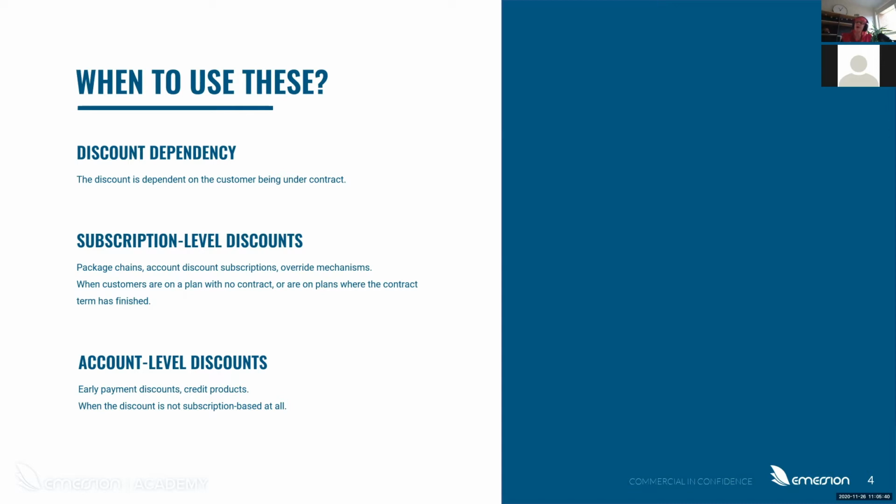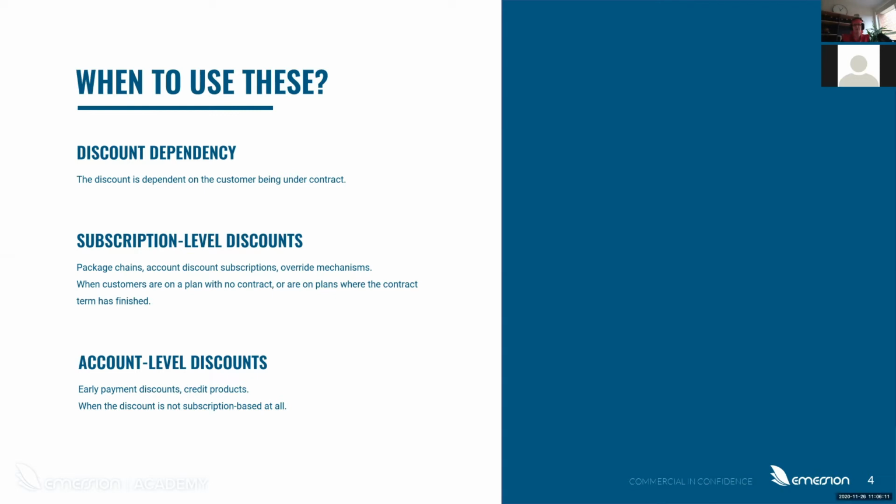We have different types of discounts as well. We have subscription level discounts, and we have a number of different ones of those. We also have some override mechanisms, which allow you to discount, and they're applicable when the customer is on a plan with no contract or the contract term has finished. There are also account level discounts, which are really good if it's not subscription based at all.